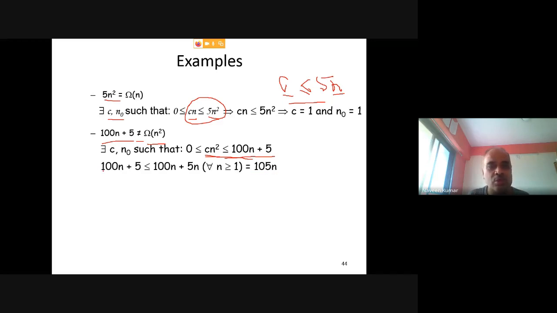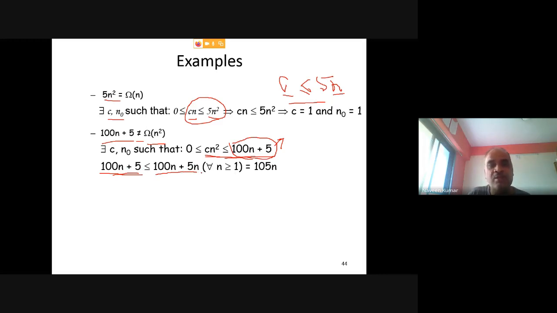What you can do with this 100n plus 5 is take this function, which should always be less than or equal to the other. Why are we looking for less than or equal to? Because this function, at greater n, is greater than or equal to c into n square. So we can create any greater function here. We are creating a greater function than 100n plus 5, so you can put n here.